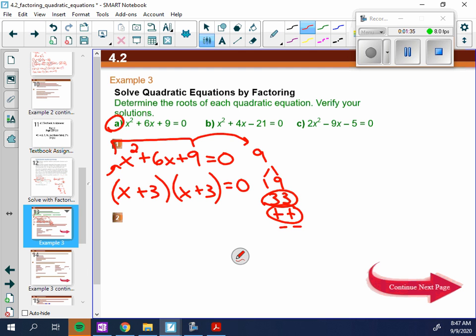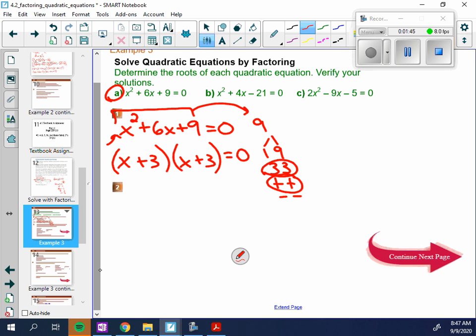Okay, now I have 2 factors, x plus 3 and x plus 3. In order for x plus 3 times x plus 3 to equal 0, at least one of these has to be 0. Now technically they're the same, so even if I were to solve this, let's pretend that this was the one that was equal to 0. I would subtract my 3 over to the other side, and I get that x is equal to negative 3. I'm going to get the same thing on this one. I'm going to get that x is equal to negative 3.